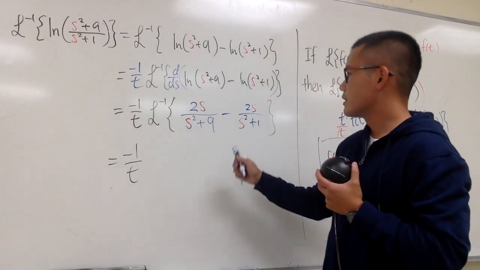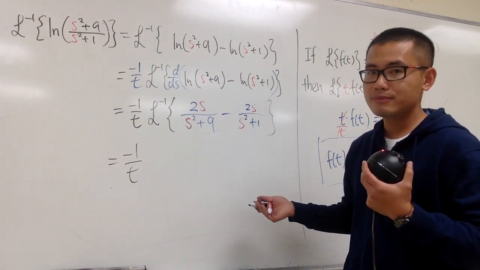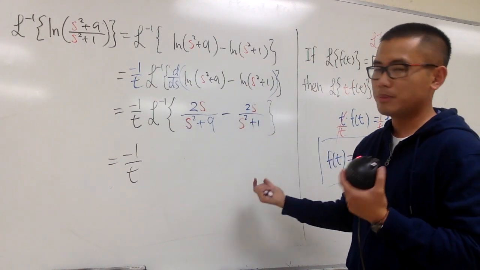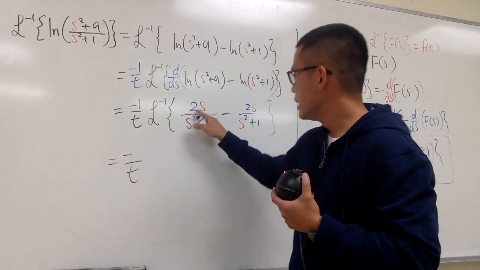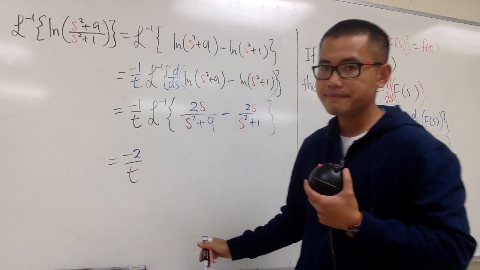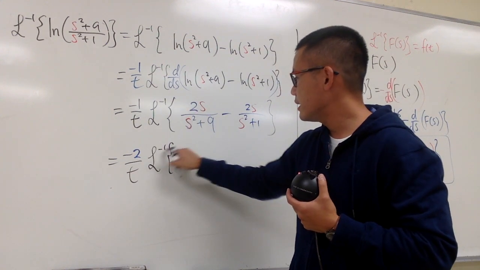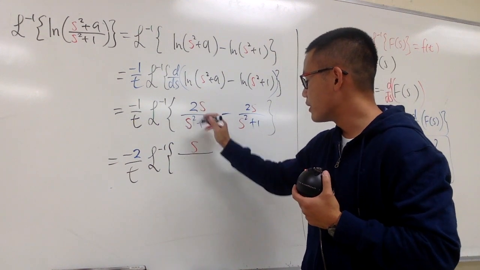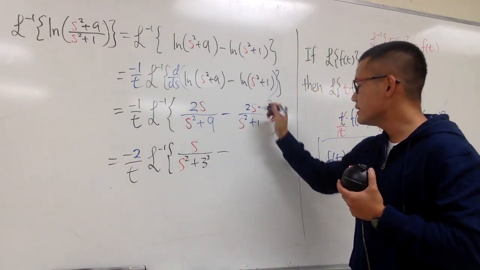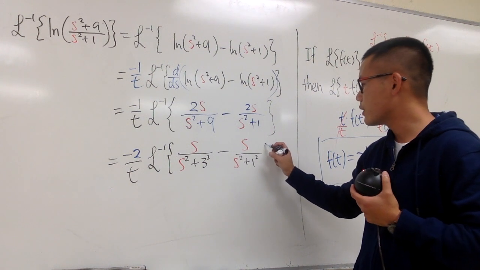And now, are we ready to do any of the inverse Laplace yet? I think let's go ahead and factor out the 2 and then write this into the perfect square form, right? So let me factor out the 2. Right here, we will have negative 2 over t, all right? And then let me just rewrite this once again. Right here, I will have s over s squared plus 3 squared for the 9, and then minus s only on the top over s squared plus 1 squared, right?